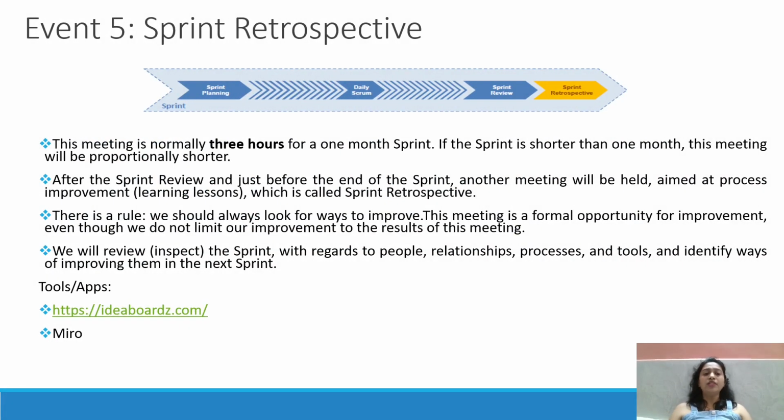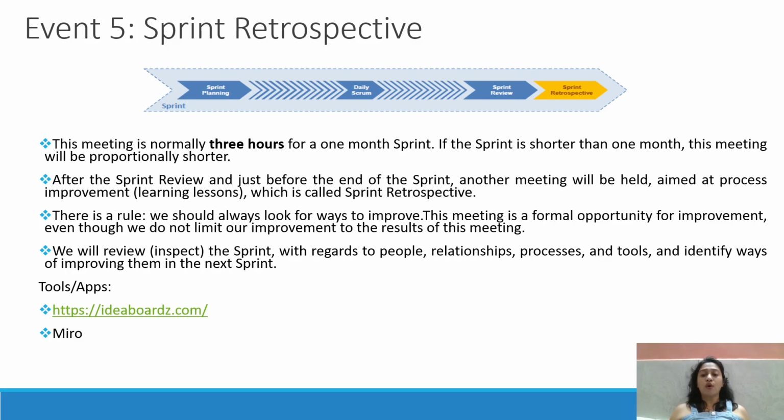So here, this meeting is normally 3 hours for a 1 month sprint. If the sprint is shorter than 1 month, this meeting will be proportionally shorter. Okay, 1.5 hours or 1 hour for the 2 week sprint. After the sprint review and just before the end of the sprint, another meeting will be held aimed at process improvement, learning lessons or something, okay, which is called a sprint retrospective. This is a rule. We should always look for ways to improve.